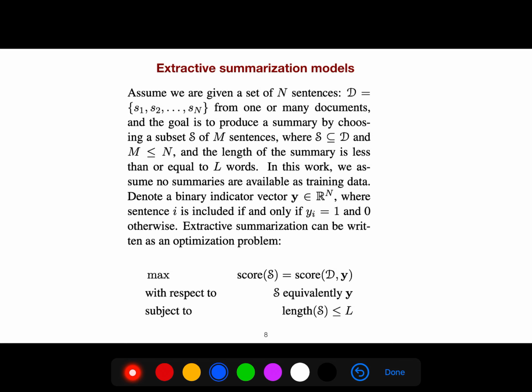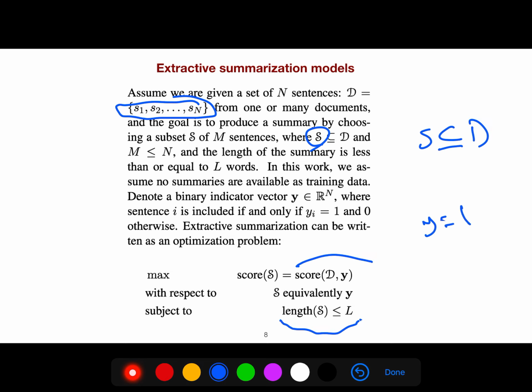Traditionally, you have extractive summarization models. You get a score of D of i. D is the sentences that we are given, n sentences, and we select just S of them. S is just a subset of D. But we want to keep our length to be less than L. And Y says, if it is 1, it is included. For example, S is, say, vector 3. If Y is 1, it means that sentence is included. We care about that sentence. We should add it into our basket. And if it is 0, it means that sentence is not in our extractive summary. We should exclude it.